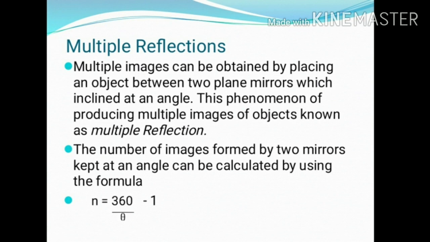Multiple reflections. Multiple images can be obtained by placing an object between two plane mirrors which are inclined at an angle. This phenomenon of producing multiple images of an object is known as multiple reflection. The number of images formed by two mirrors kept at an angle can be calculated using the formula n = 360/θ − 1. Here n refers to the number of images and θ refers to the angle at which we are placing the mirrors.